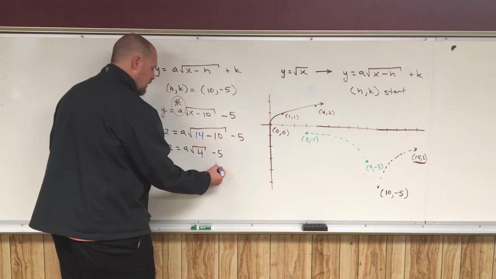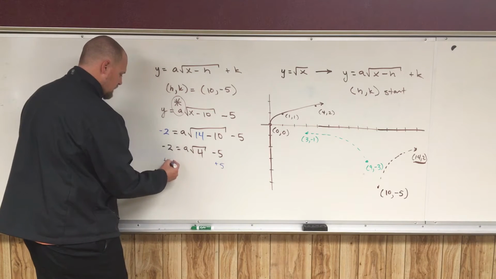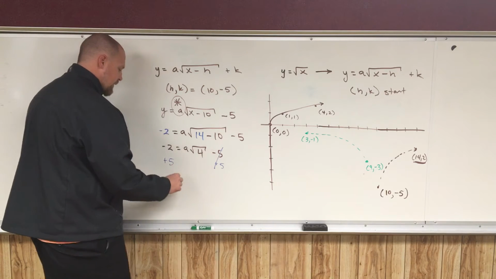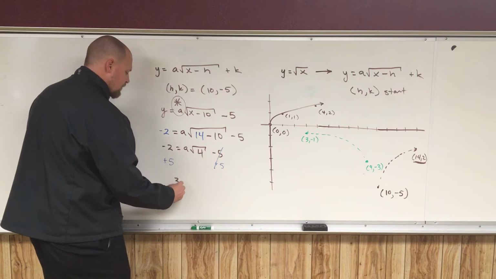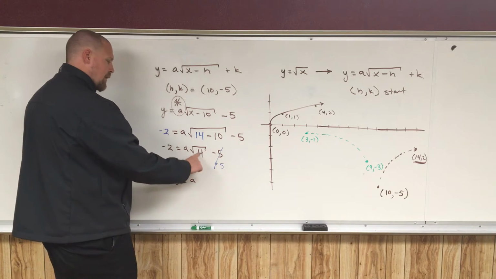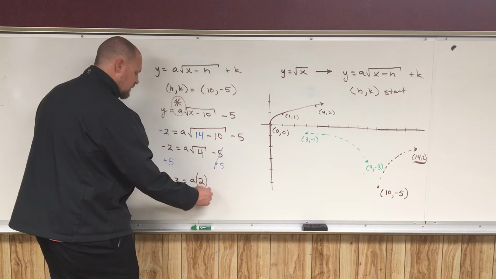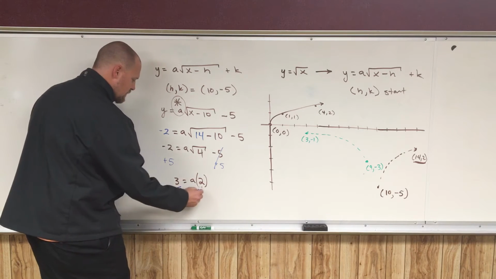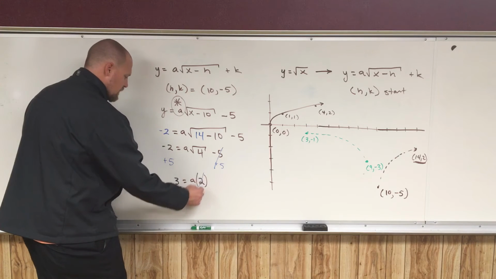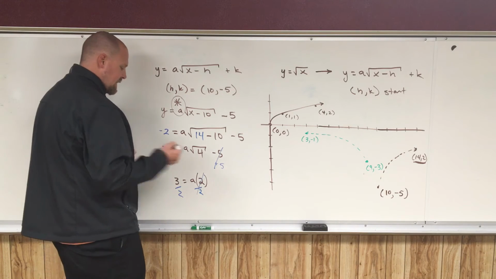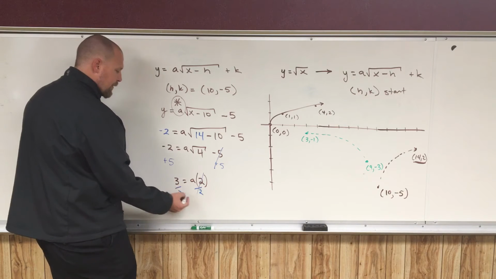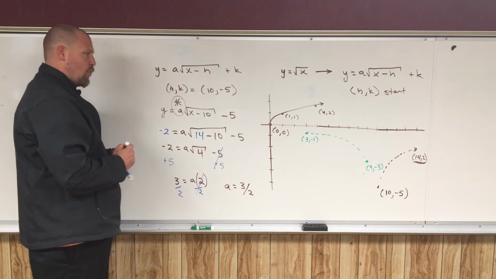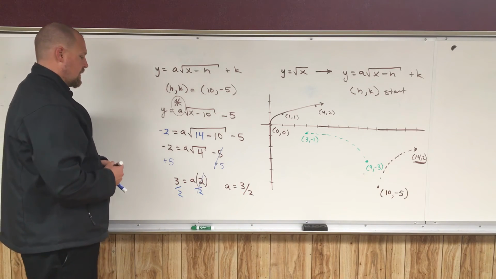I'm going to add 5 to both sides. And I have 2 plus 5 is 7... equals a times the square root of 4, and we know that to be a value of 2. The last thing I want to do is divide by 2. And then I see here that a equals 3 over 2. You can also write 1.5 in this scenario.